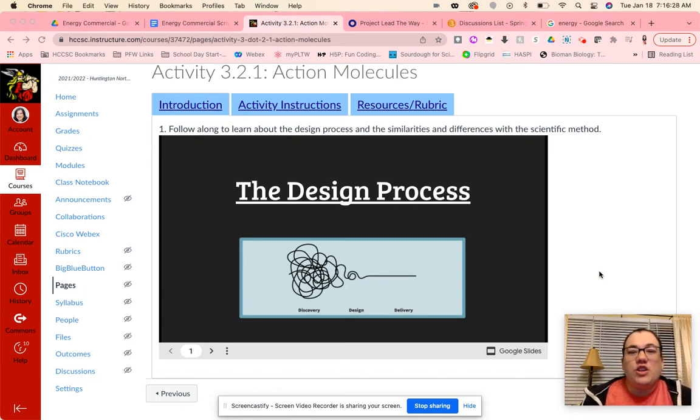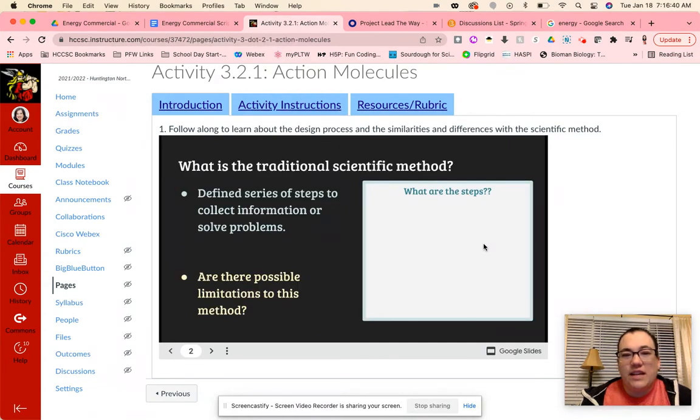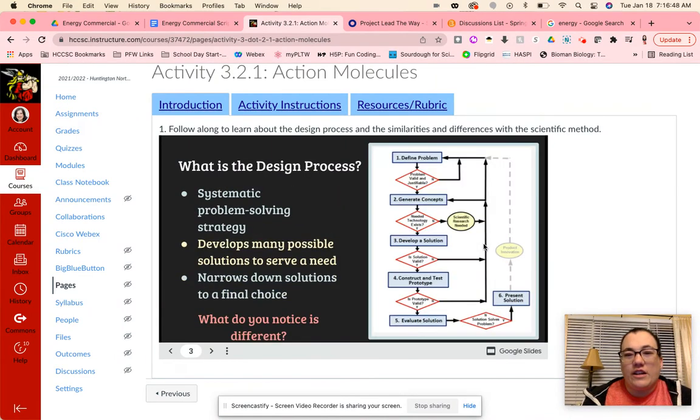First things first, this is the beginning of an investigatory activity that we're going to do. I want you to take a few minutes and look through this PowerPoint and look at the design process. I know this is something you've been learning about since kindergarten, but the difference with this is, we are used to learning about the traditional scientific method, with very specific steps, but now we're going to look at the design process, which is the engineering design process.